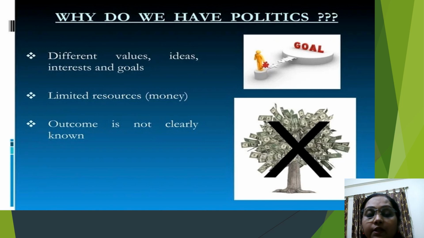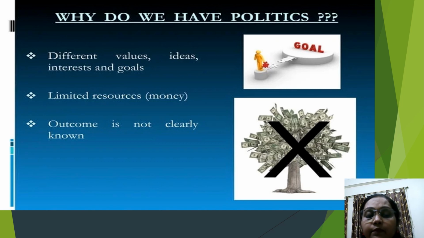So there is a question here: why do we have politics inside an organization? As we know, an organization is a collection of diverse people having different values, beliefs, interests and goals, and their own dreams and aspirations. They have their own ideology. So diverse people are working on a single platform, and we can very easily understand that some power and politics exist in the environment of the organization.